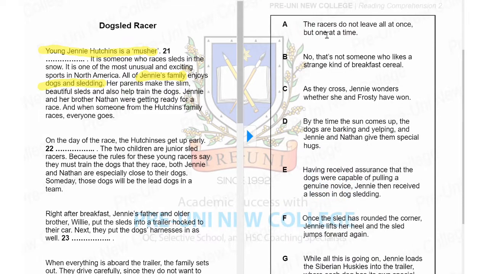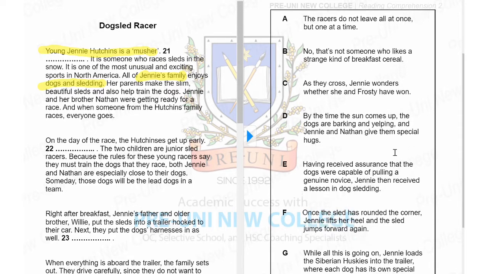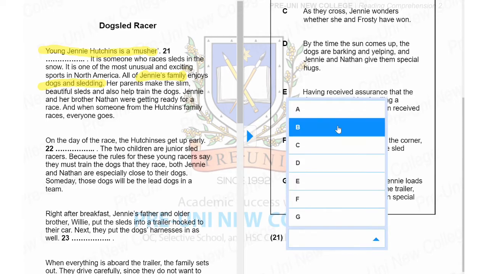So we need to look for an answer option that is introductory, explaining what a musher is, and that would be option B, saying no, that's not someone who likes a strange kind of breakfast cereal, because that would relate to the word musher. So the correct answer for this question would be option B.